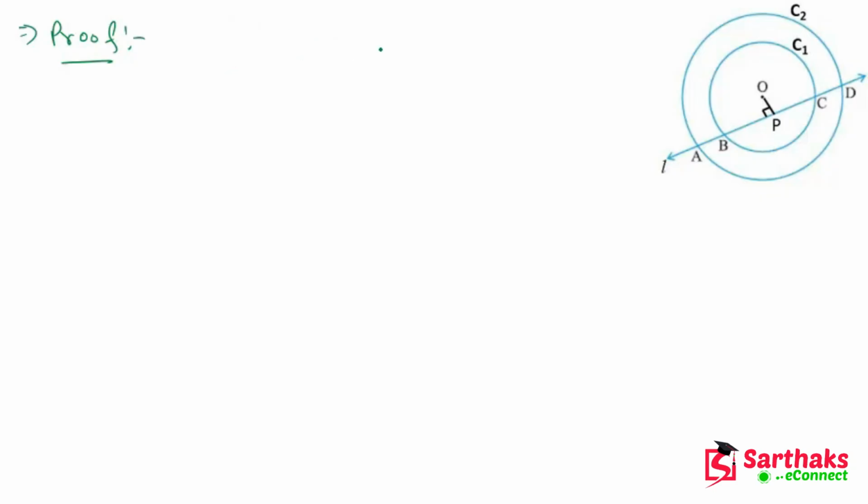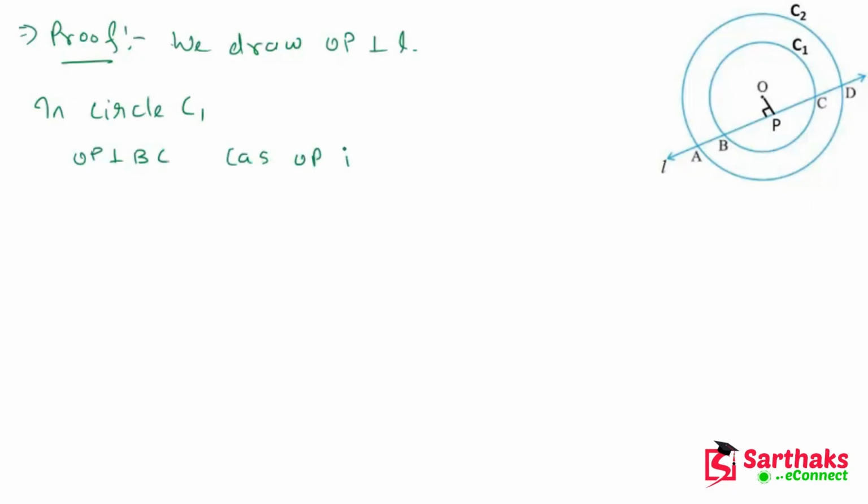We have two circles C1 and C2, and the line L. We draw OP, which is perpendicular to line L. Now in circle C1, OP is perpendicular to BC, as OP is perpendicular to L.